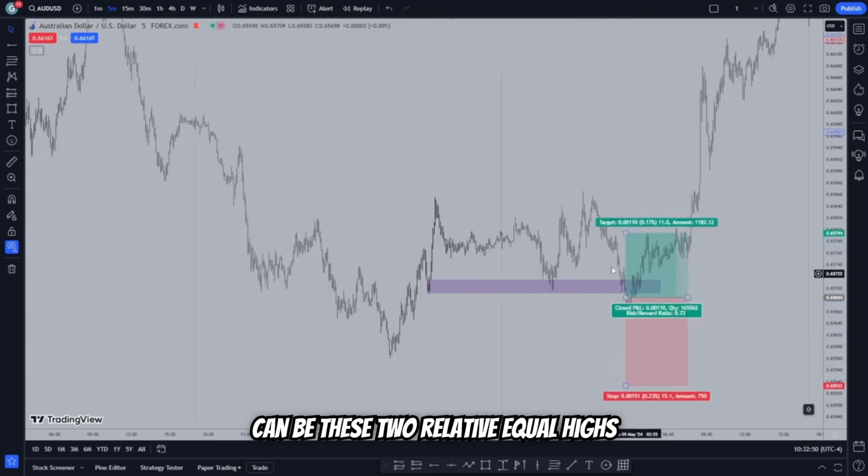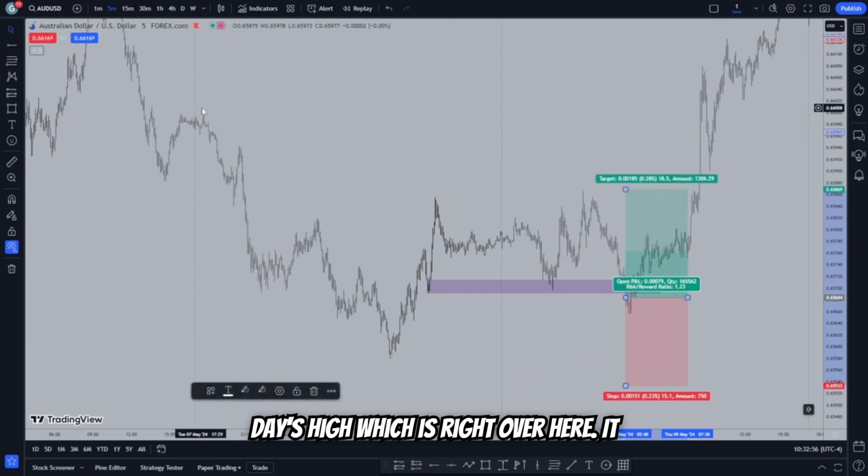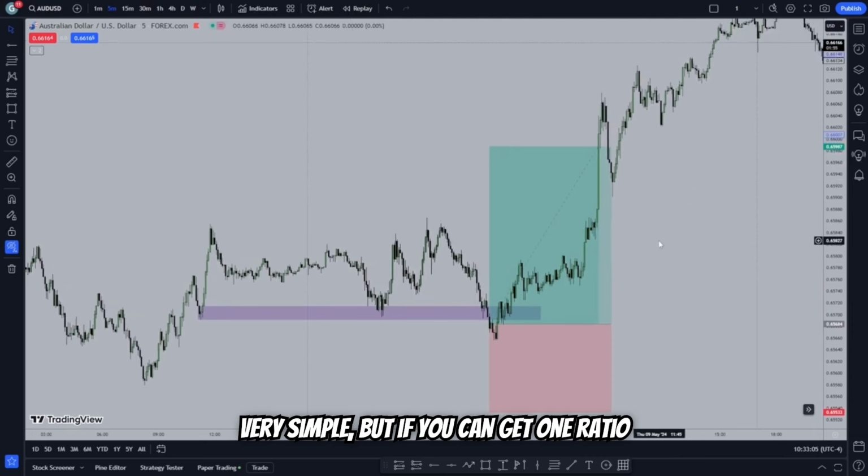And now your target can be these 2 relative equal highs, which is only 1:1, I guess. And you can target the previous day's high, which is right over here. It will be our 1:2. Now people will say that 1:2 is very simple, but if you can get 1:2 regularly and consistently, that's enough. 1:2 is enough to be a profitable trader.